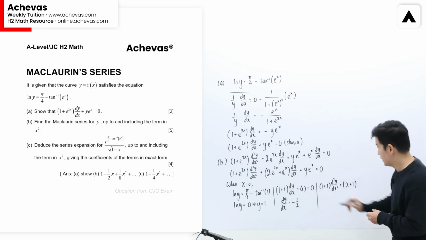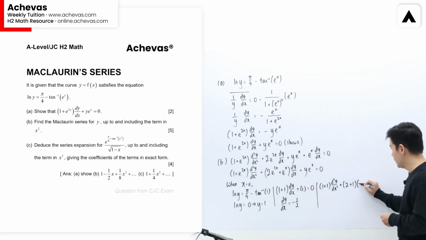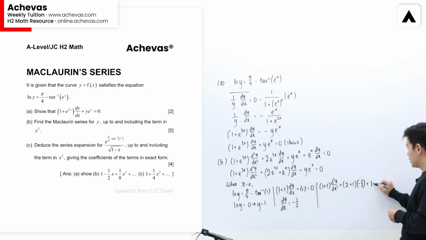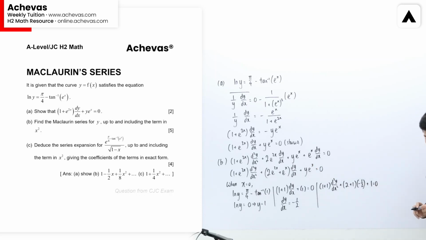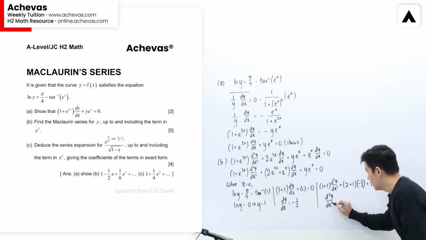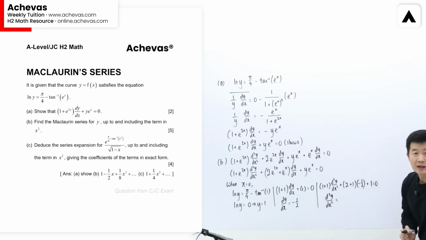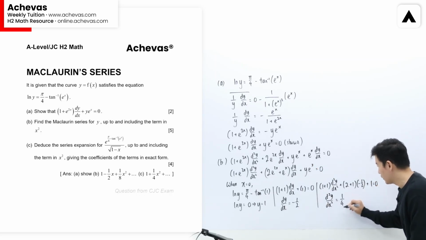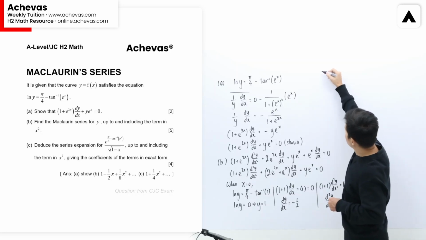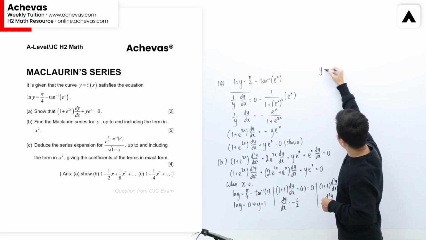So I'm going to make use of this. dy dx is going to be equal to minus half plus y is equal to 1, e to the power 0 is going to be 1, so plus 1. This is equal to 0. So if we were to calculate this for d squared y dx squared, this is going to be equal to 1 over 4. So based on this, we can now write down the Maclaurin series for y.